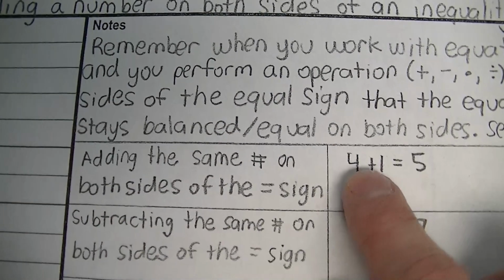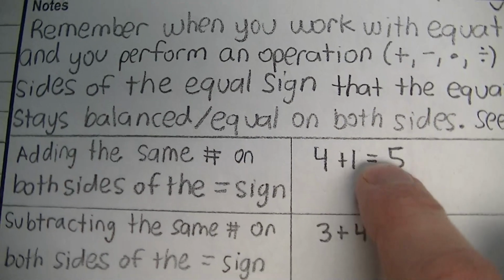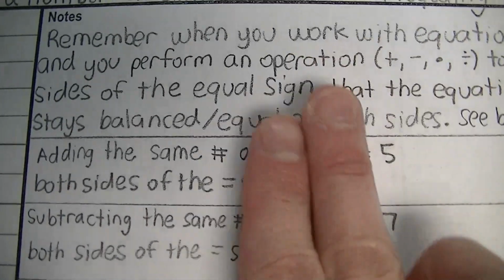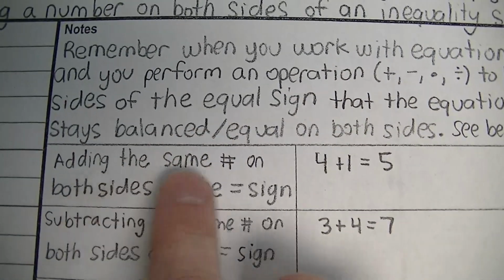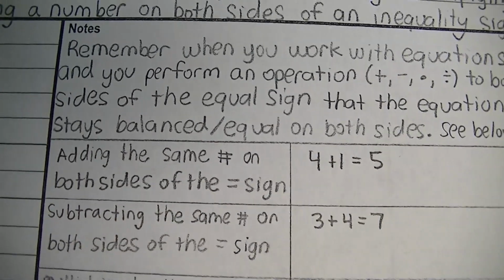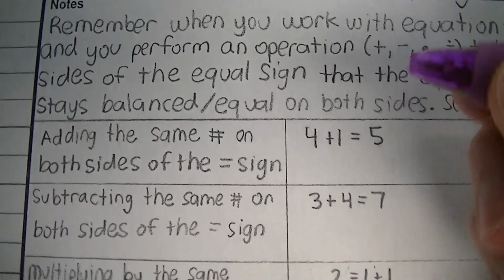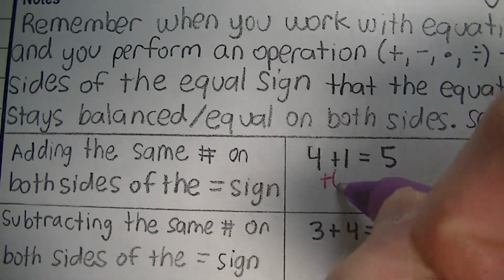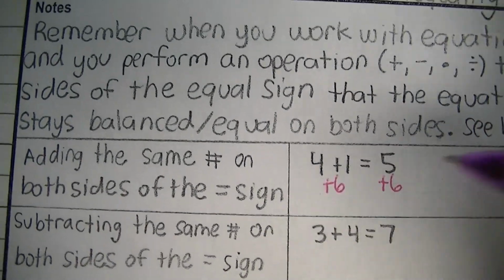So if we had this equation right here, it's an equation because there's an equal sign. 4 plus 1, well, that equals 5. So this side is equal to this side. When you add the same number on both sides of the equal sign, look what happens. Let's just go ahead. I'm just going to add 6 to both sides. So I'm going to add 6 to this side, and I'm going to add 6 to this side.